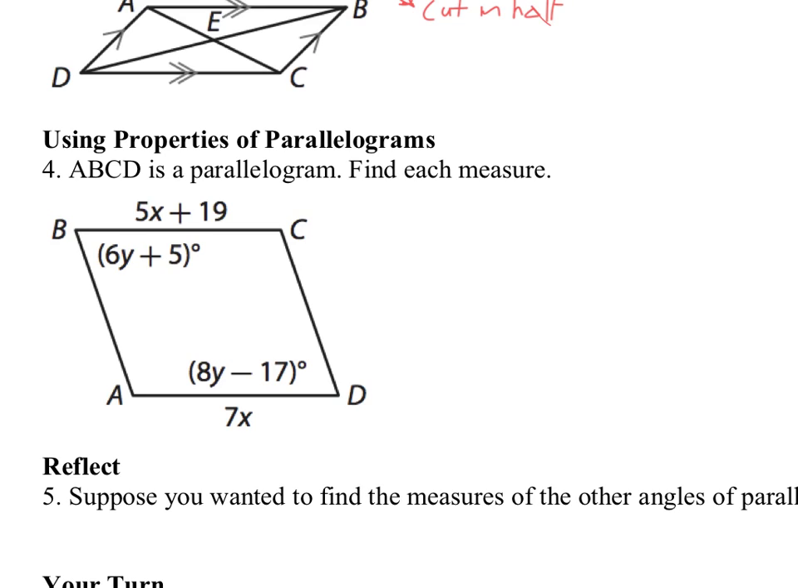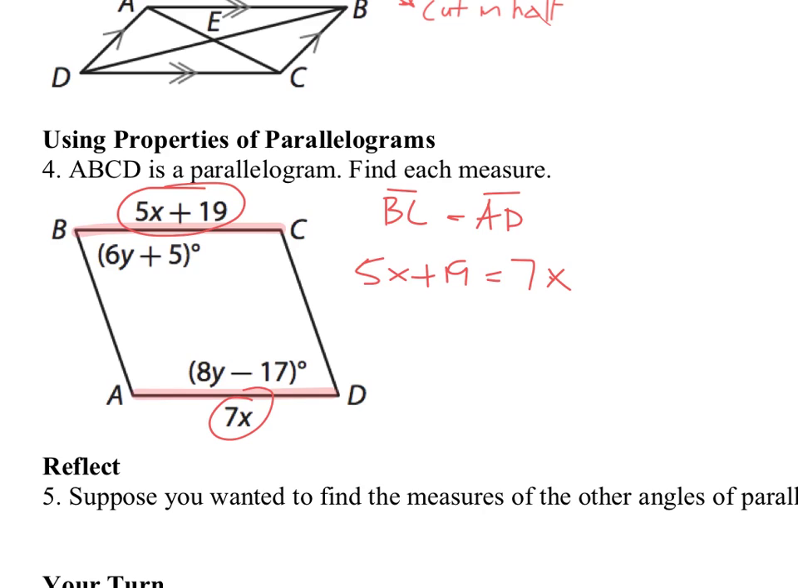And so we know that opposite sides have to be congruent. So those are two opposite sides. And so you'll see that the first side, BC, is 5x plus 19. Second side, AD, is 7x. So we know that BC has to equal AD. And therefore, 5x plus 19 has to equal 7x. So now we can solve for x.